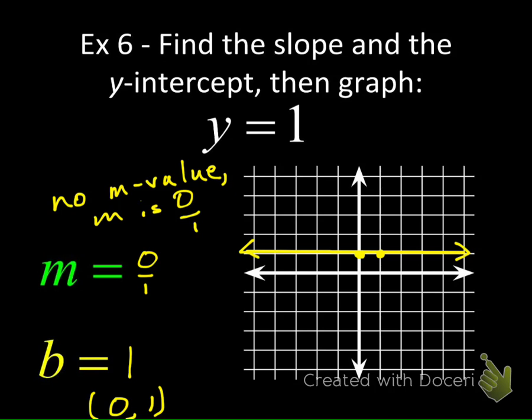Okay. Make sure you have this down. So when there is no m value, when there's no number attached to the x, m equals 0 over 1. And then that's going to give you a horizontal line, because the rise is 0, so you don't go up or down. And the run is 1, so then you just go right 1, right 1, right 1, right 1. Okay? And it'll continue forever.